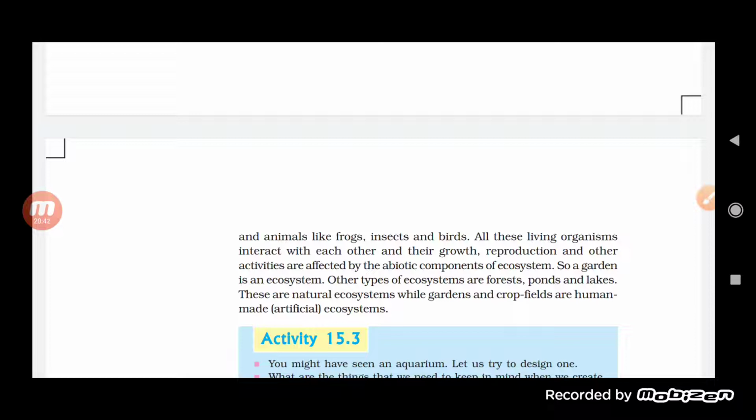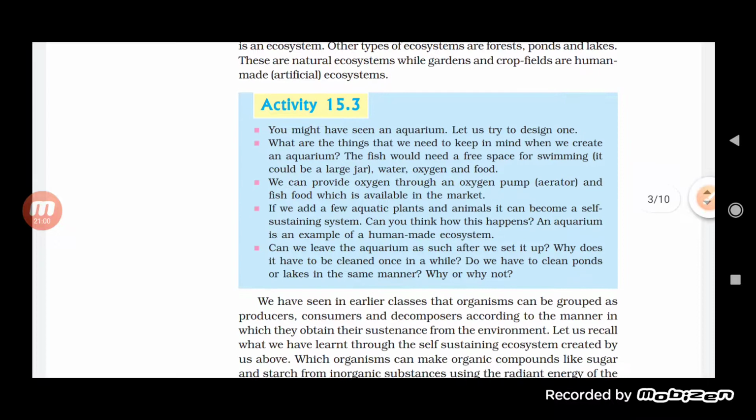Sometimes, like a garden or a crop field, which is basically created by human beings, such a kind of ecosystem is called an artificial ecosystem. So there are natural ecosystems and there are artificial ecosystems.